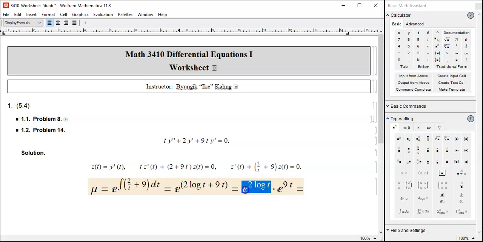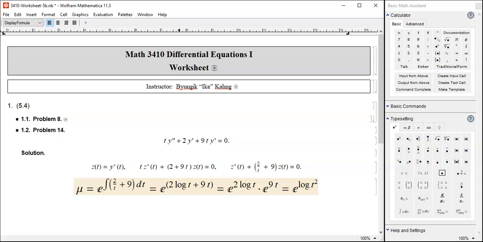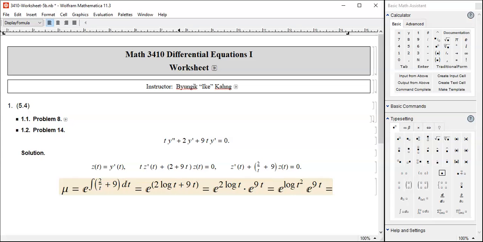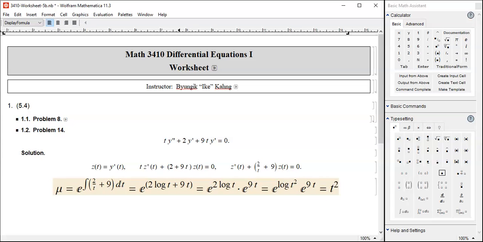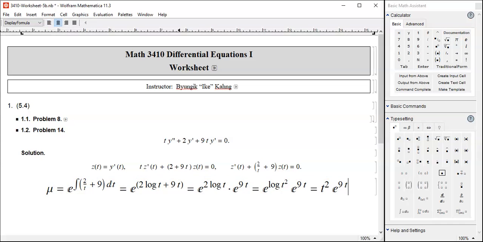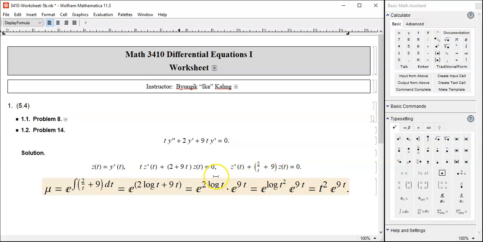And we can simplify this logarithm using the log rule. e to the log of t squared times e to the 9t, and what is this? Log and exponential cancel each other out. I get just t squared times exponential of 9t, and that is the integrating factor. So once you have this integrating factor, multiply this, and I'm going to get this equation here.